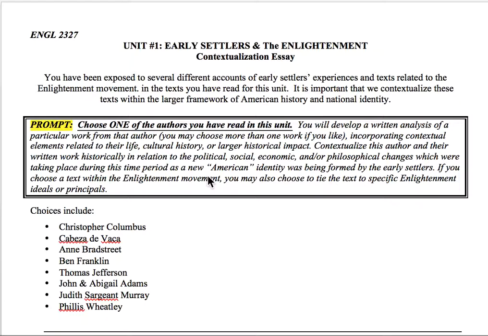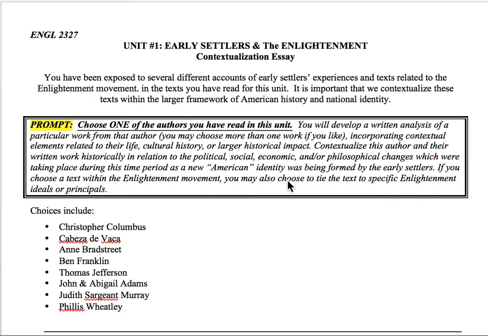So for this essay, you're going to do a very simple thing. You're going to choose one of the authors that you've read in this unit, and then you're going to develop an analysis of a particular work from that author. If it's something like poetry or letters and you want to do more than one, that's fine. I would not do, say, a broad scope. I would do at most maybe 2 texts. So if you want to do both letters from Columbus, that's fine. If you want to do multiple poems, that's fine.